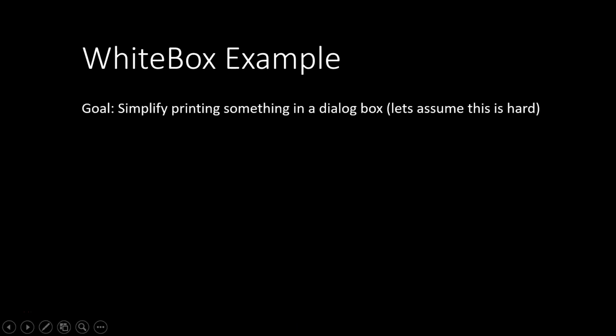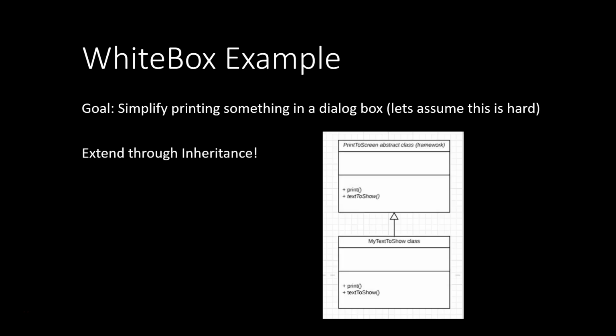So here's the example. Let's assume we want to simplify and standardize how we print something in a dialog box. So we're going to extend through inheritance with the white box approach. That means we're going to create an abstract class print-to-screen, which basically represents our whole framework here. It specifies the print method, which encapsulates all that magic that does the printing to the dialog box. And then we have an abstract method, text-to-show, which has to be implemented by all inheriting classes.